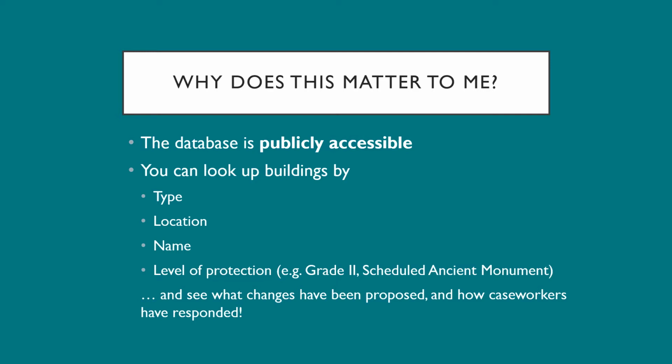So you might be thinking, that's all very interesting, but why does it matter to me? Well, this database is publicly accessible online, and it's the only shared accessible record of casework affecting the historic environment across England and Wales. So there's a massive resource of information there, and you can look up buildings by their type, by their location, by their name, by their level of protection, so for example if they're scheduled ancient monuments, as well as a few other ways which I'll take you through.